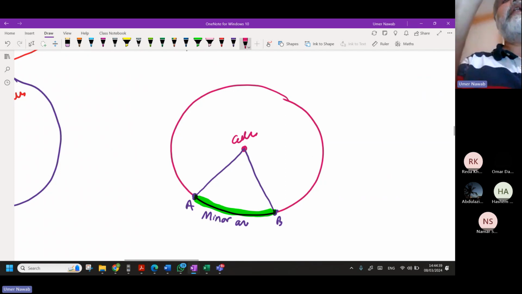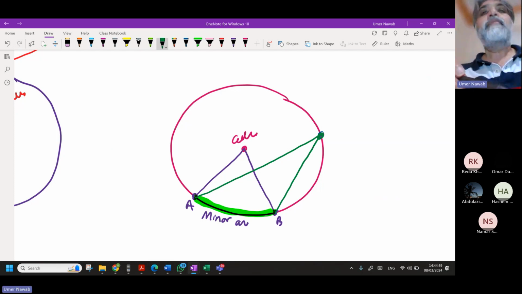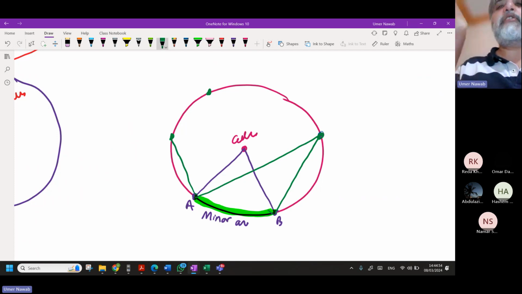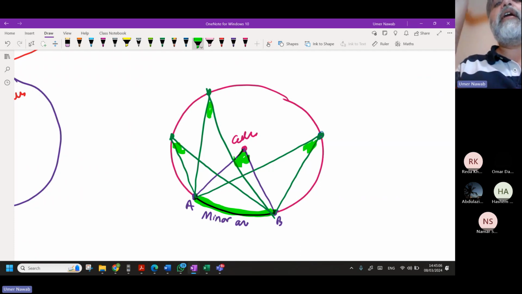Now I pick one point, any point, on the circumference, and you can pick this point, maybe some other students can pick another point. I join the endpoints A and B with this point. What are these angles? Is there any connection of these angles with the central angle? The answer is yes. The central angle is always double, and these angles are always half.